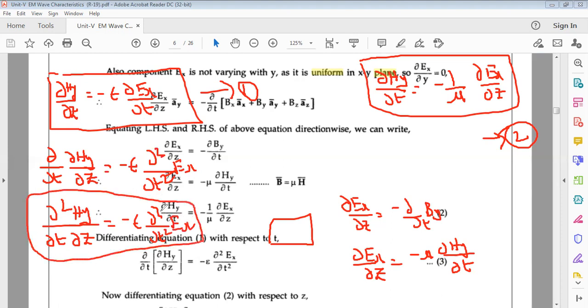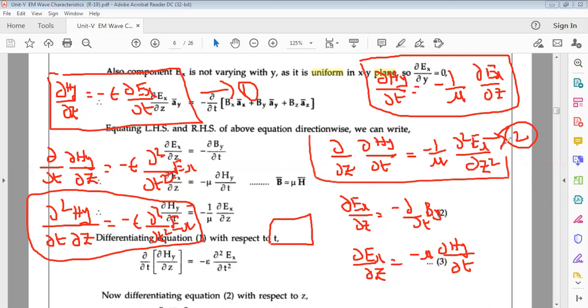Remember this equation. And similarly, to equate the two functions, we can differentiate on both sides with respect to z: ∂/∂z of ∂Hy/∂t is equal to minus 1 by mu into ∂²Ex/∂z², since ∂z is already there. Okay, so now you can observe that these two equations are the same.